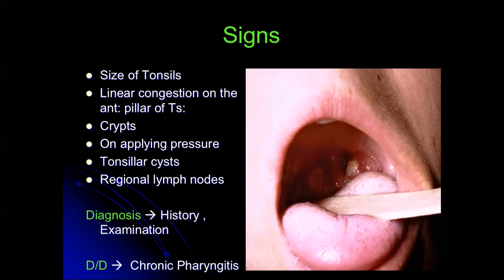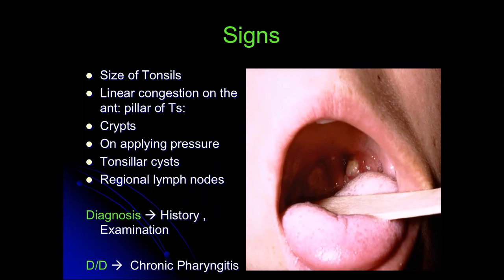Tonsils, you know that there is congestion. Crypts, you know that there are multiple crypts in the tonsils, and then there is a big crypt at the upper pole, that is the crypta magna. On applying pressure, tonsillar cyst. Sometimes when we examine with the help of a tongue depressor, if you go to the right side, you know that there is a tonsillar cyst. You come to the upper side and press it with the tongue depressor, and we get creamy white material on the right side. So this figure shows a tonsillar cyst.